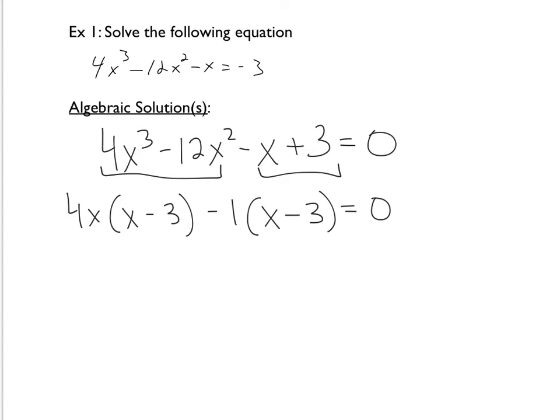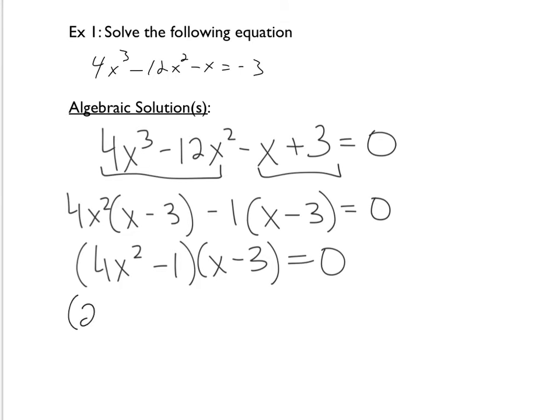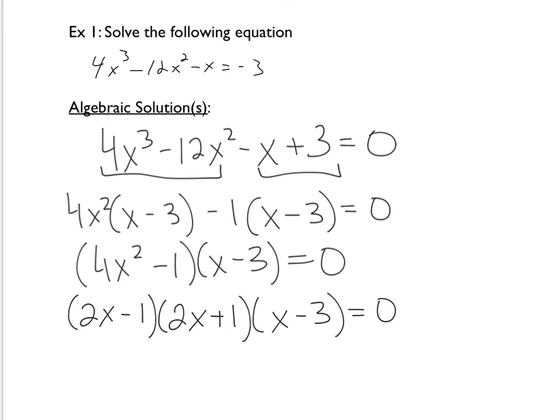Sorry, this is squared. If we factor out x minus 3, we're left with 4x squared minus 1 times x minus 3 is equal to 0. And then this is a difference of squares. So it would be 2x minus 1, 2x plus 1 times x minus 3. So that makes sense: it's a cubic function, and we have 3 roots.